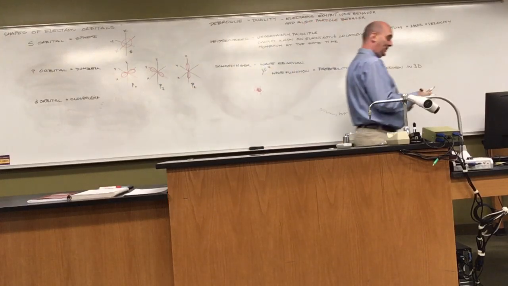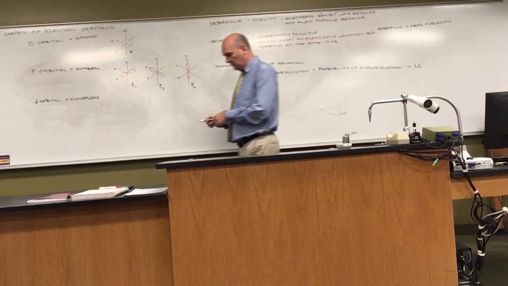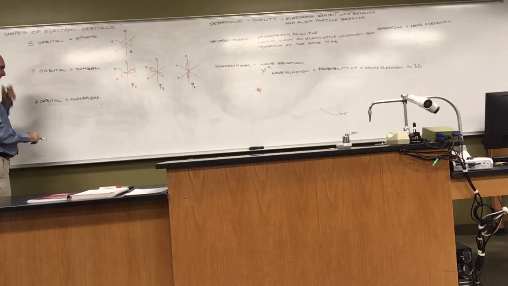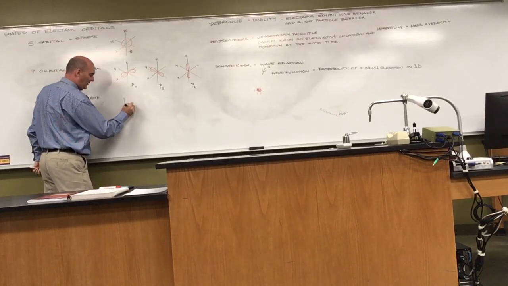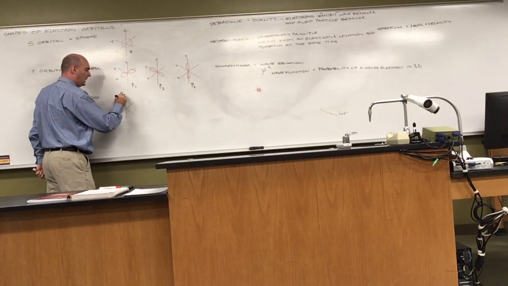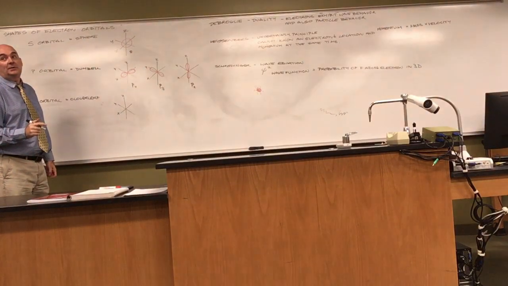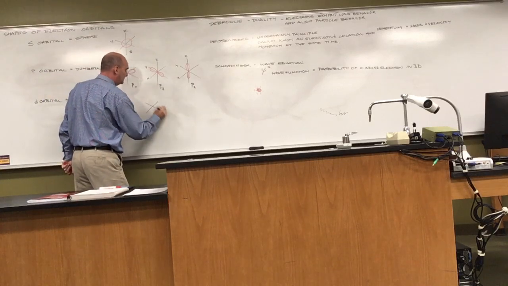And then there are d orbitals. The Schrödinger wave equation predicts electron density in the shape of a clover leaf. And on my x, my y, and my z, I'm going to need 5 of these.